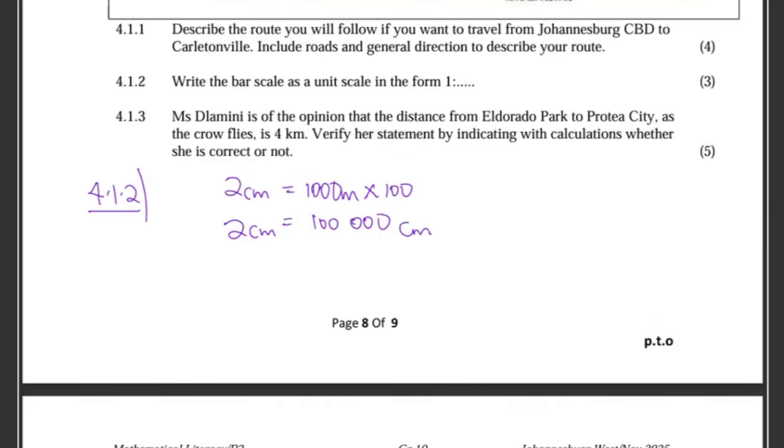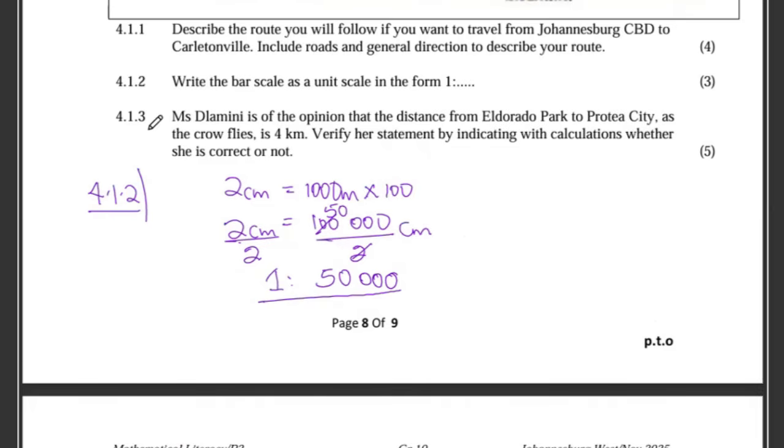We need this to become 1. What do you do? Divide by 2. Divide by 2. So this will be 1:2. When you look at it critically, it becomes what? 50,000. It becomes 50,000 because this 2 will cancel with this. You remain with 50,000. So the unit scale is 1:50,000.